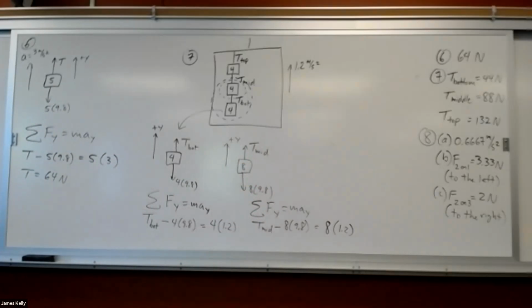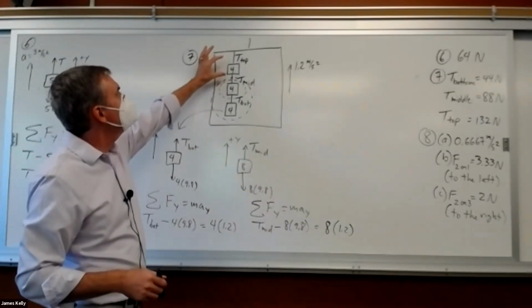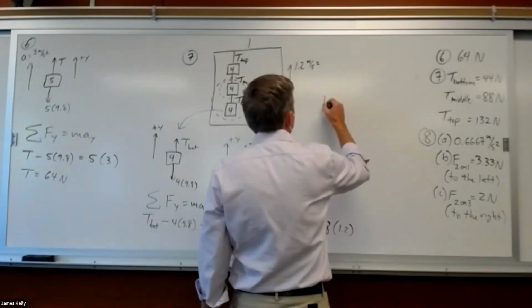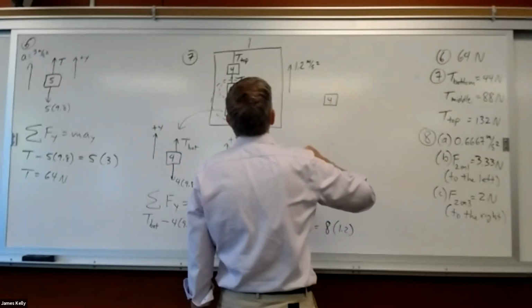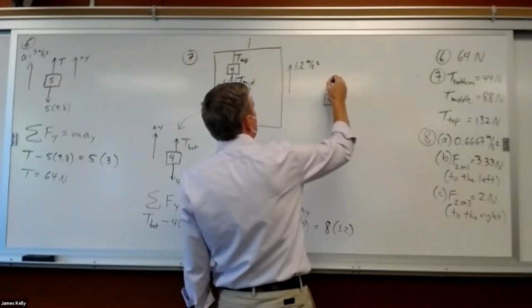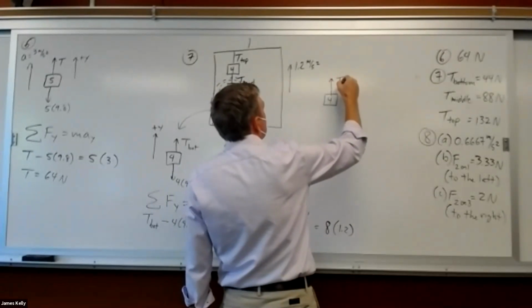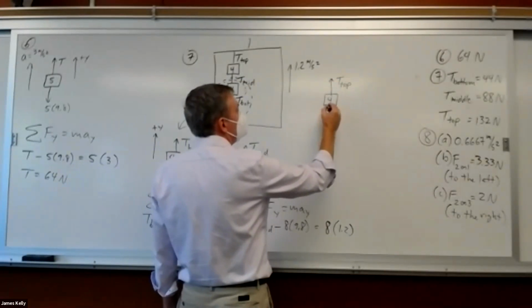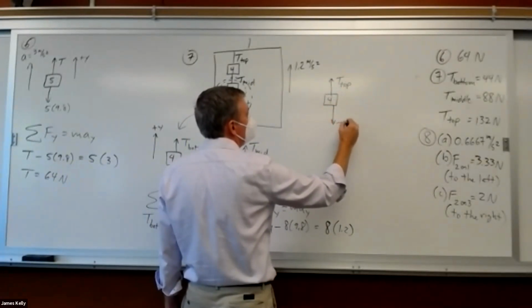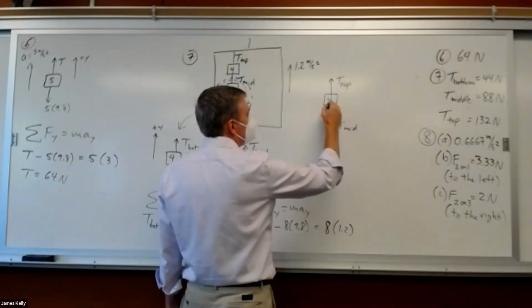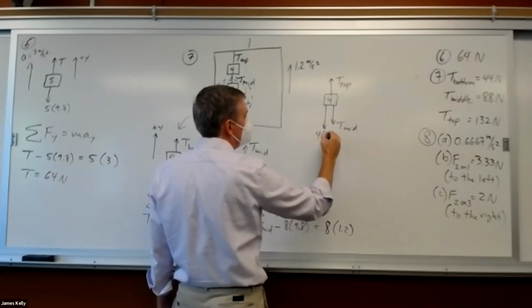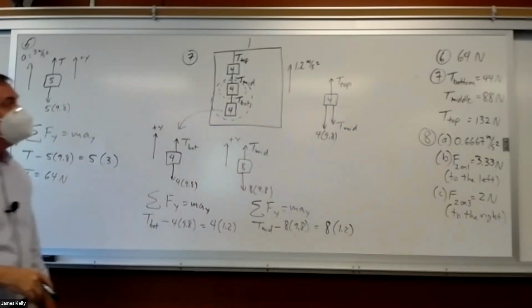Okay, and then for the top one, well, just, you know, variety's the spice of life. Let's do this one the different way. Let's just do this object there. Just the 4 kilogram at the top. What does it have reaching in from the outside and pulling on it? Well, it's got T top, certainly, pulling upwards on it, but it also has T middle pulling downward on it. And it also has gravity pulling downward on it. Its mass is 4, so its weight is 4 times 9.8. So it's got 3 forces on it.